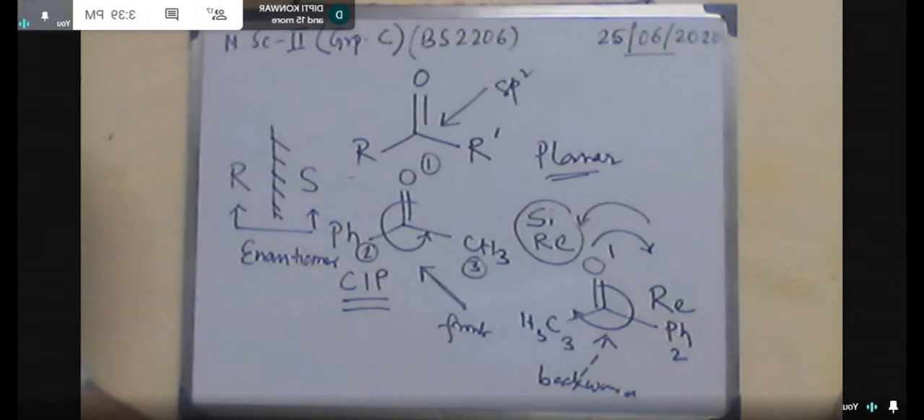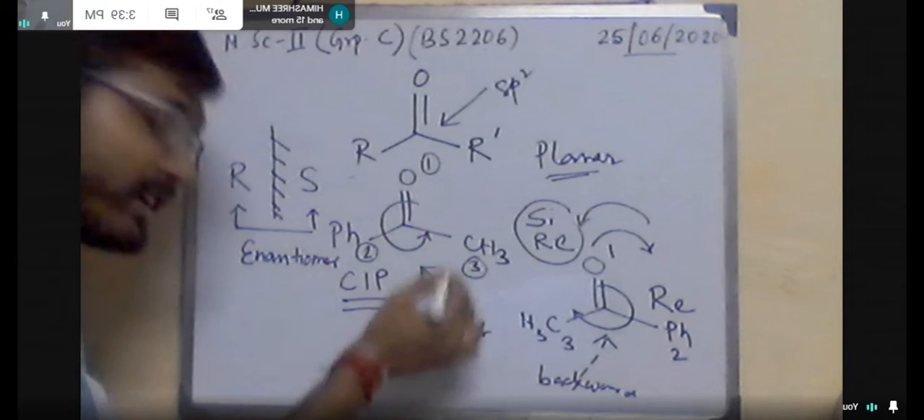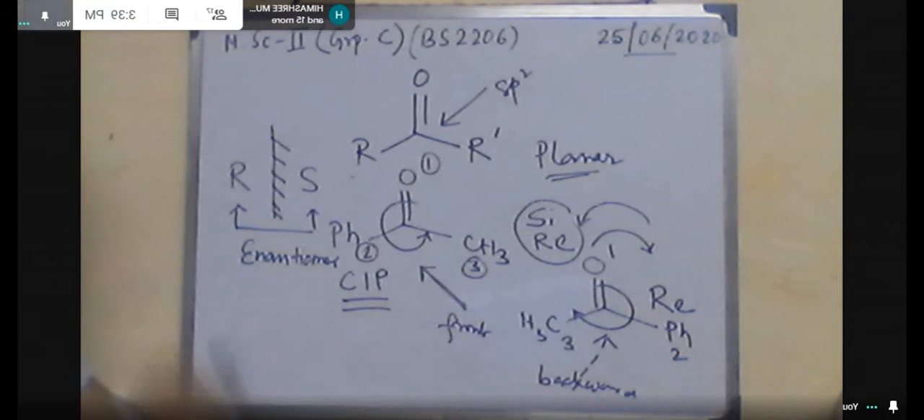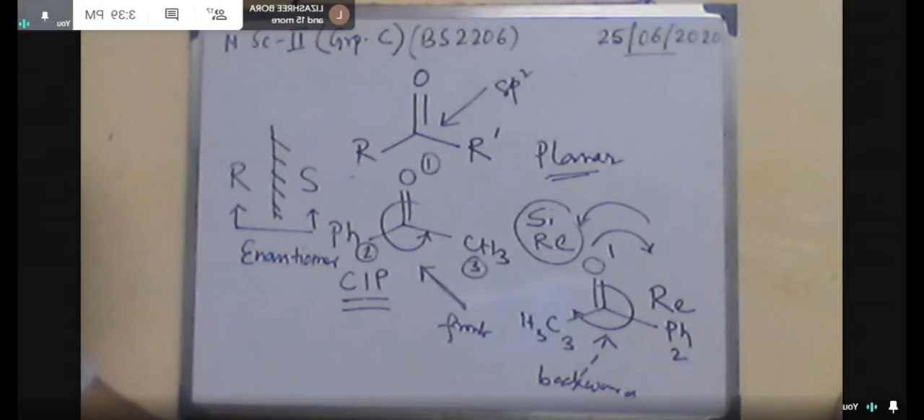If both the faces are not enantiotopic, that means they are not mirror images of each other, then they are designated as diastereotopic. And if both faces are identical, then they are termed as homotopic. Okay. So in this case, we can show the molecule in this way also.